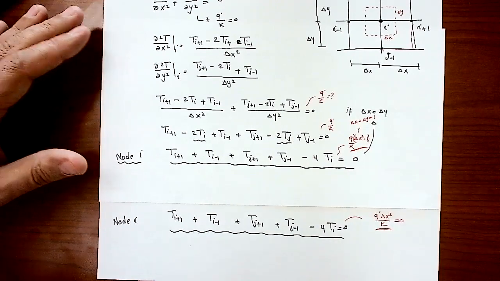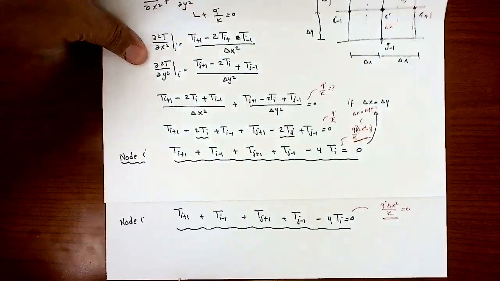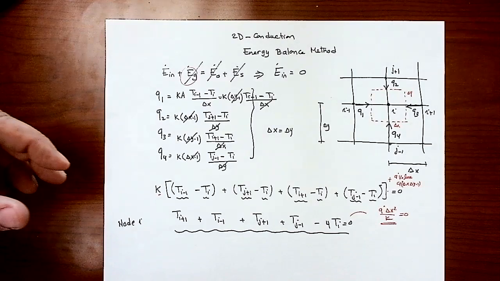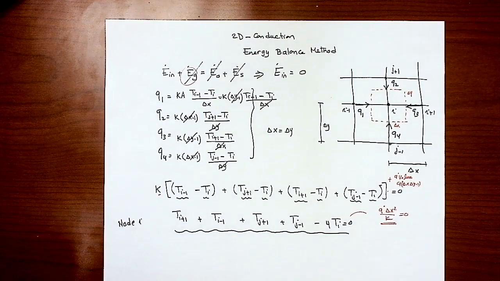So you either use the direct discretization of the Laplace equation, that's fine. If you use the energy balance method, it's also fine. Both will lead to the same equation here. So this is how you use the central finite difference method and the energy balance method to collect information for the two-dimensional heat conduction problem for the nodal equation. Then you apply that for all the nodes to get the answer that you're looking for.